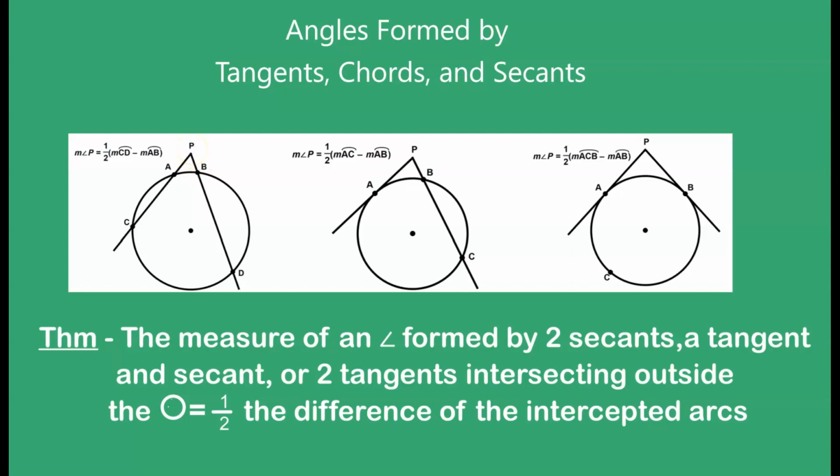The angle itself is angle P. So if I trace out angle P, it touches the circle between arc AB, keep extending, point C, and point D. So it'd be half the difference of CD minus AB. It's always going to be the big minus the small.